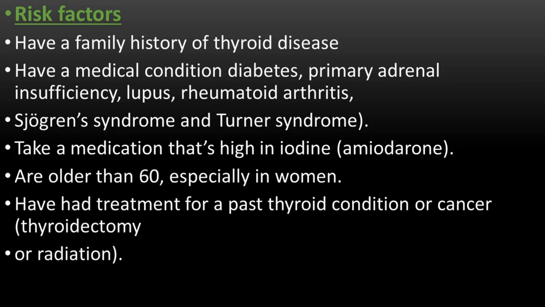Risk factors. Have a family history of thyroid disease. Have a medical condition: diabetes, primary adrenal insufficiency, lupus, rheumatoid arthritis, Sjogren's syndrome and Turner syndrome. Take a medication that's high in iodine, amiodarone. Are older than 60, especially in women. Have had treatment for a past thyroid condition or cancer, thyroidectomy, or radiation.